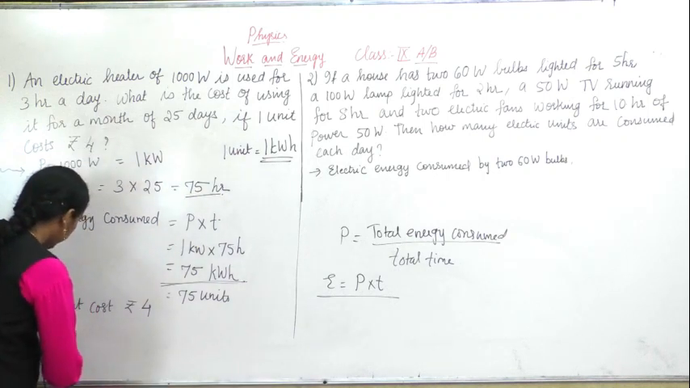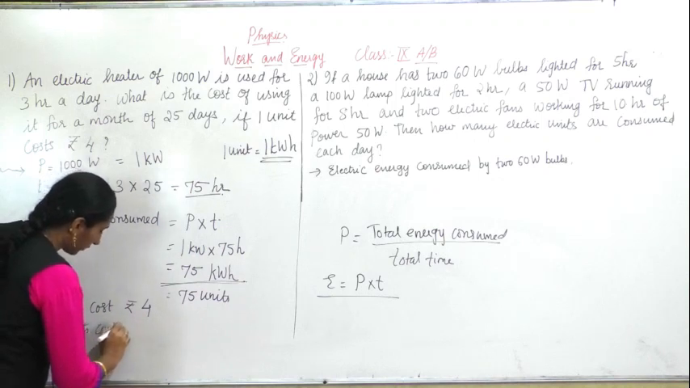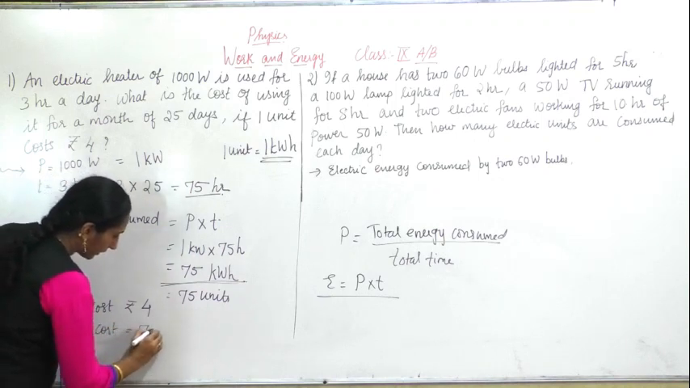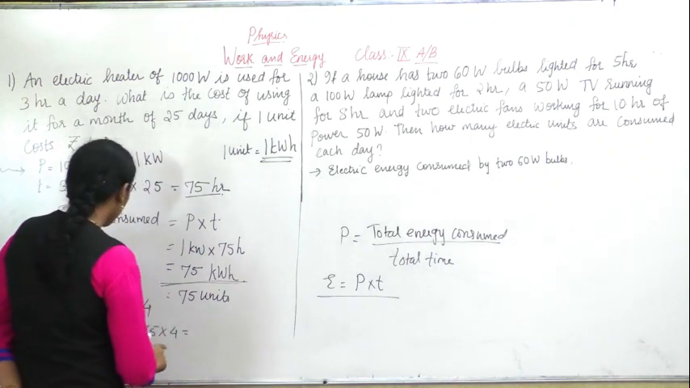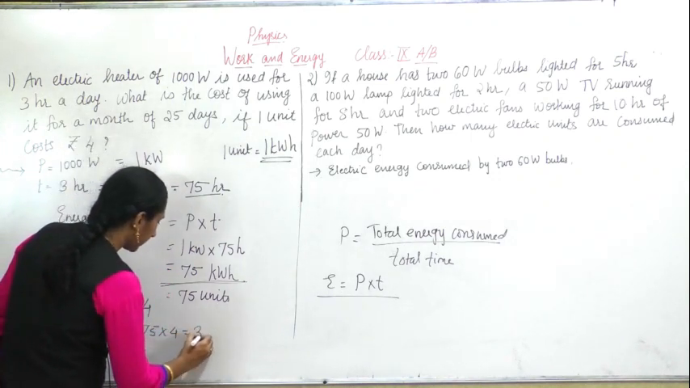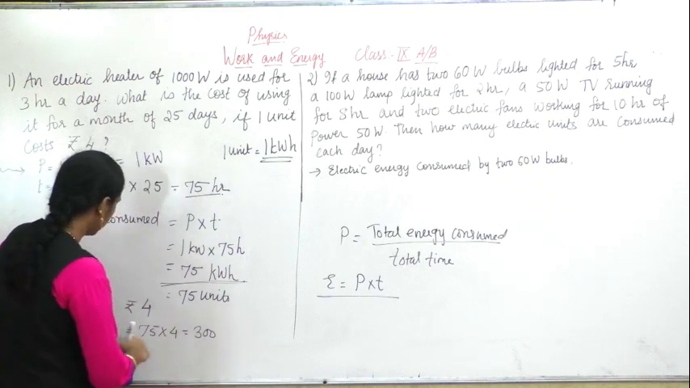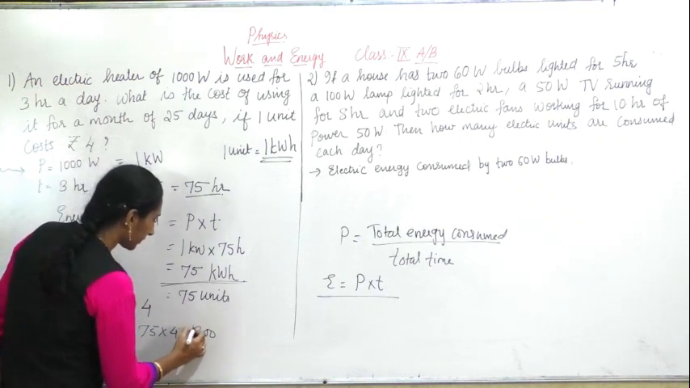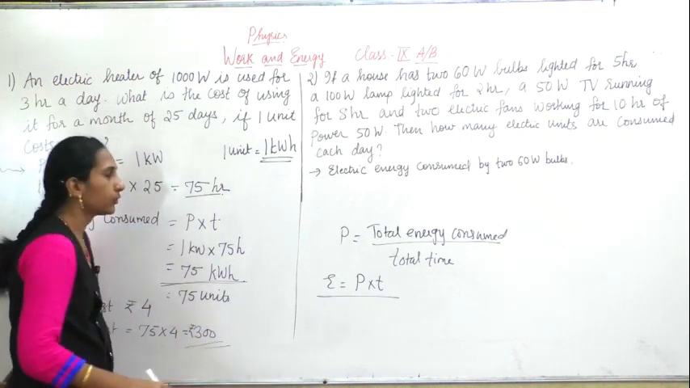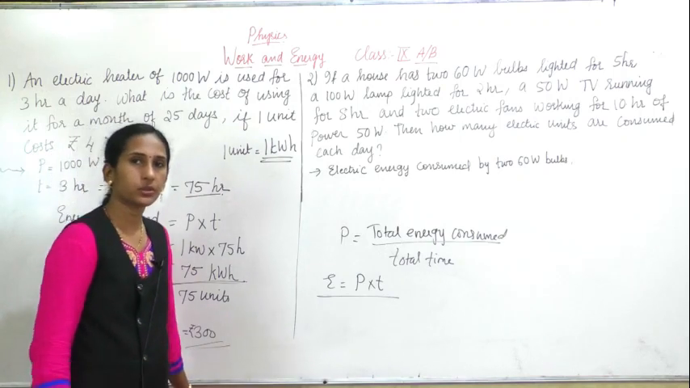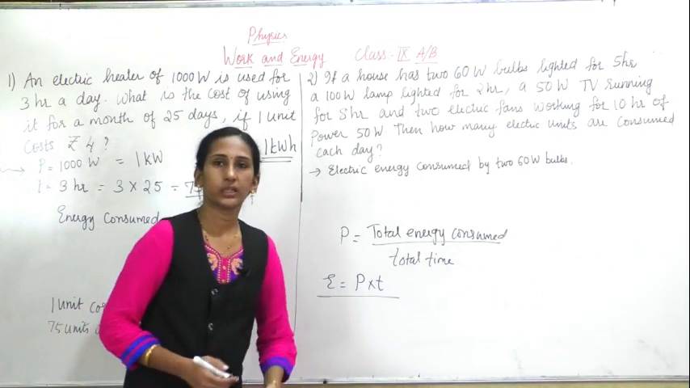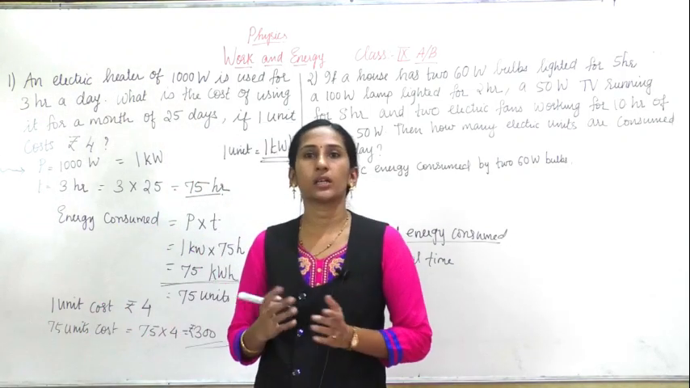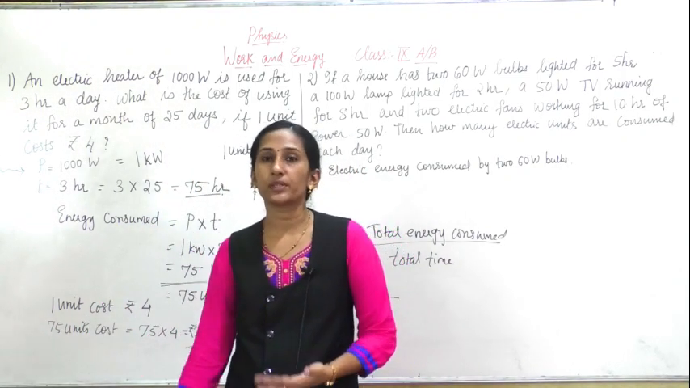Then 75 units cost will be 75 into 4. How much will it be? 300 rupees. I will write the symbol of rupees. So 300 rupees it costs. Understood? This way you will write. This way you will find how many units are consumed as well as how many rupees it costs.